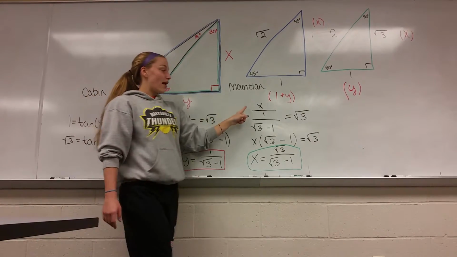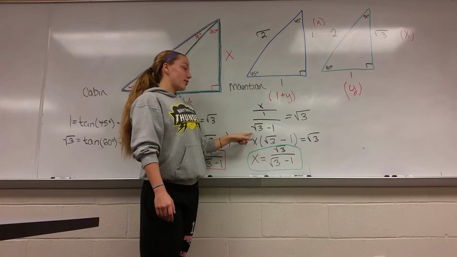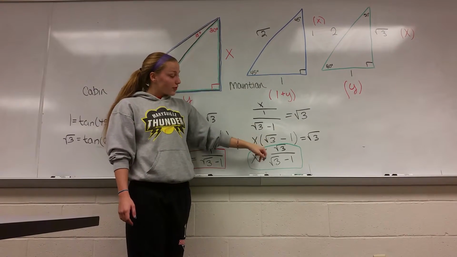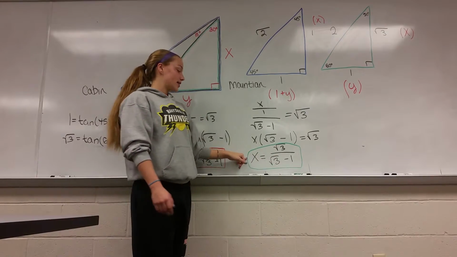So when you plug that in, you have x over 1 over the square root of 3 minus 1 equals the square root of 3. So when you solve that down, you get x equals square root of 3 over the square root of 3 minus 1, and that's the height of your mountain.